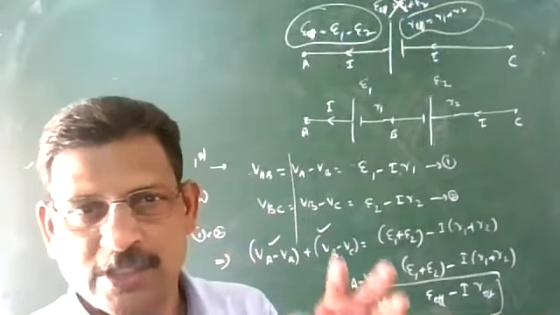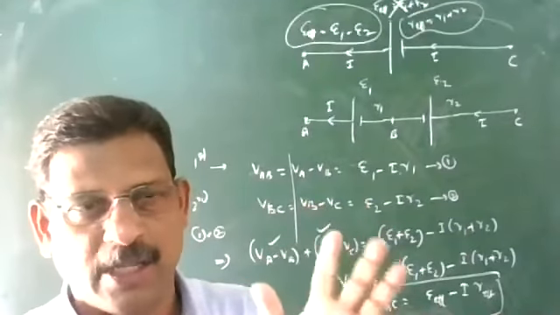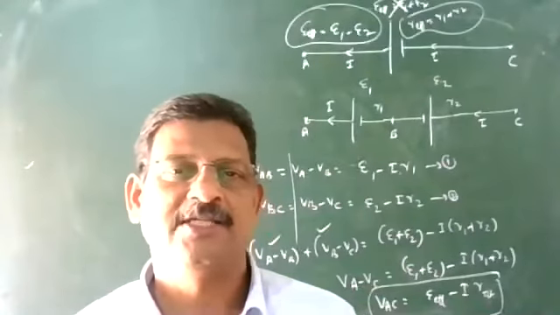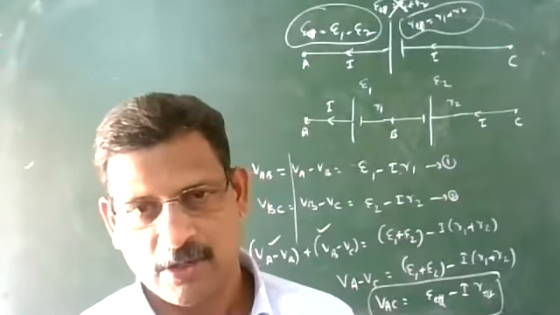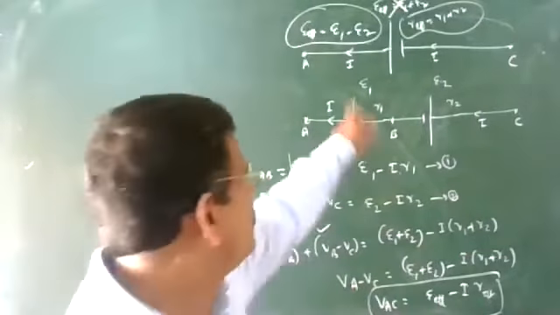Just like in the torch, two cells are connected in series in the way of supporting each other. So 1.5 volt plus 1.5 is 3 volt. If one cell is reversed, the torch will not work. No EMF, net EMF 0, current will not flow. So this is E1 minus E2.